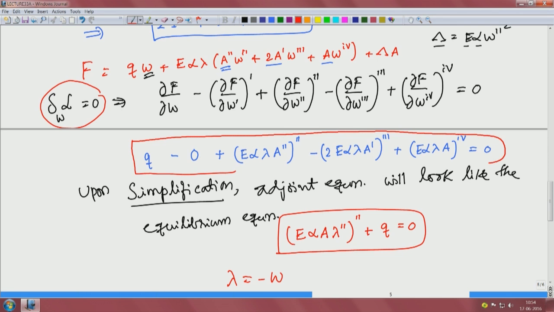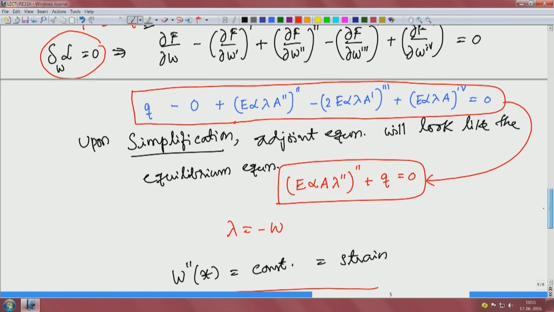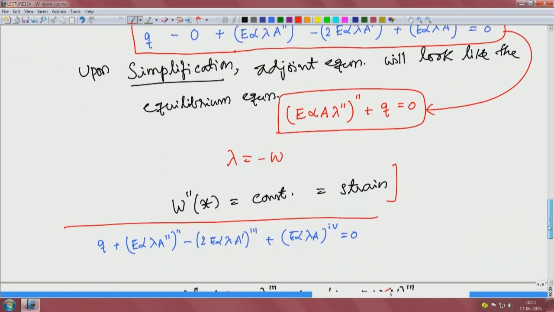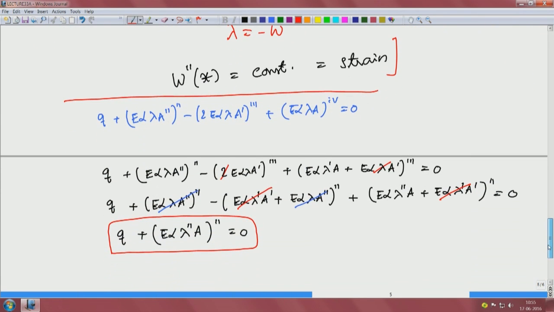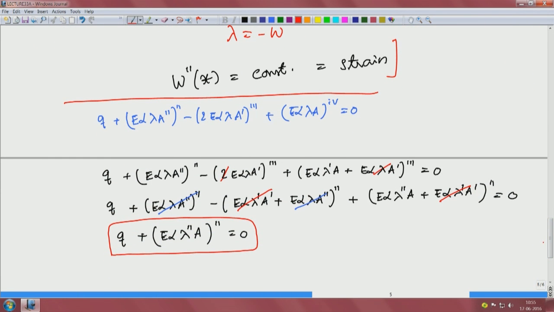And then we said that if you simplify, you will get to this, which leads us to the conclusion that lambda equals minus W. That leads to a very interesting optimality criterion, that strain is uniform and hence stress is uniform and hence strain energy density is uniform. The simplification which I have done here, which I hope you did after the previous half of the lecture.